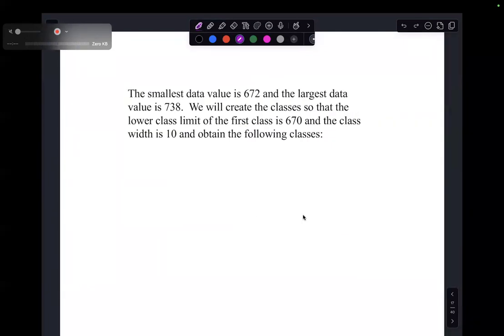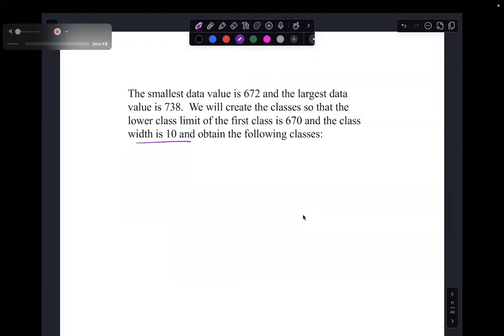So what I need to do is I need to create classes. There's kind of a trick that we do when we're creating these: we generally like our numbers to be pretty. They don't have to be. You could start at 672 as your lowest lower class limit, or I would do 670. I find a pretty number. I think that our text calls it a convenient number. I look for a pretty number right below my lowest value. I'm going to choose 670. I want my lowest class limit to be 670. And then I'm going to make the class width 10.